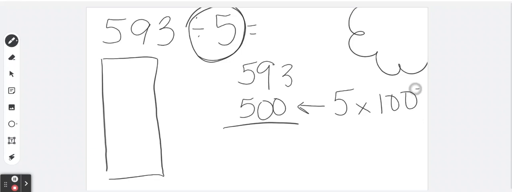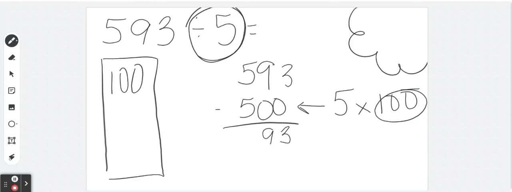Perfect. I'm going to take that 100 and stick it in my box, because this is 5 groups of 100. Like I said, I didn't draw all 5 boxes. I just drew one so that way I can keep count of what I am adding together at the end. But if you want to draw all 5, do it. Now I can subtract because I put it in the box. 593 minus 500, well, that's going to leave me with 93.